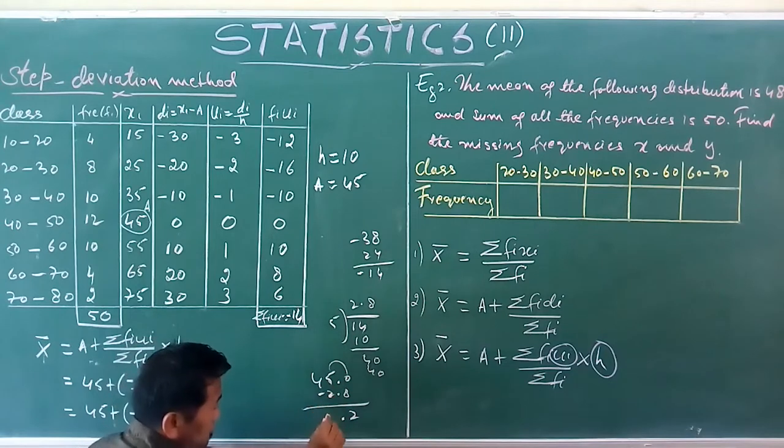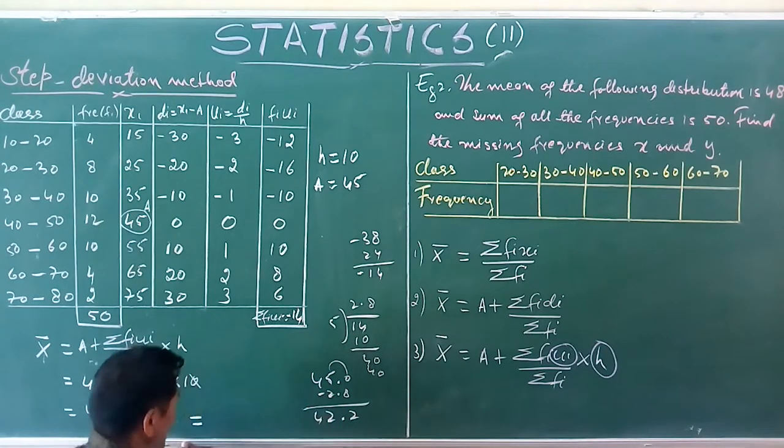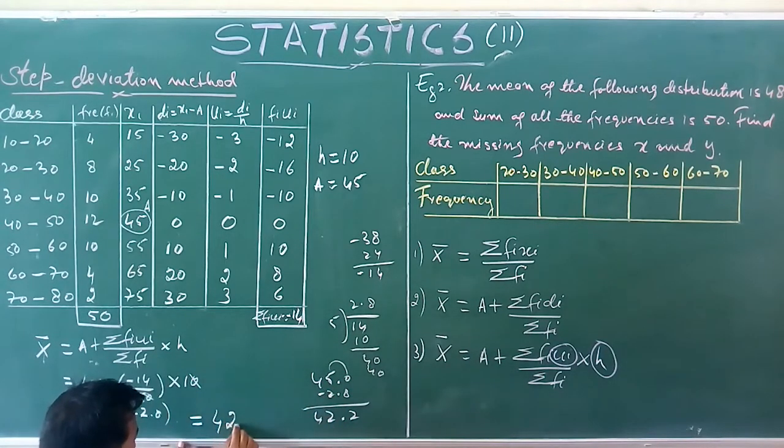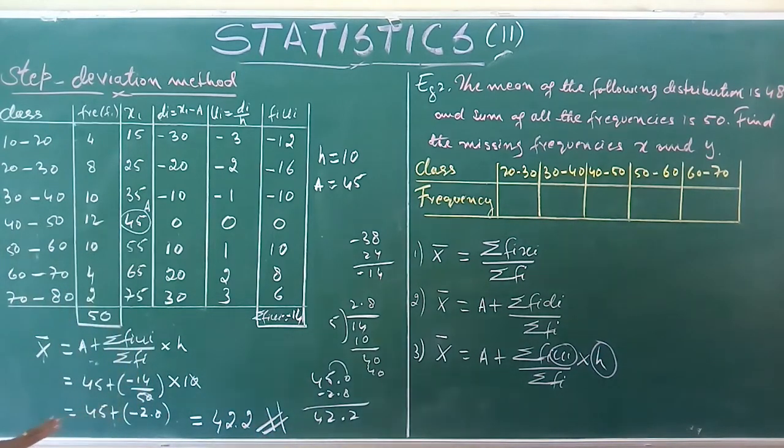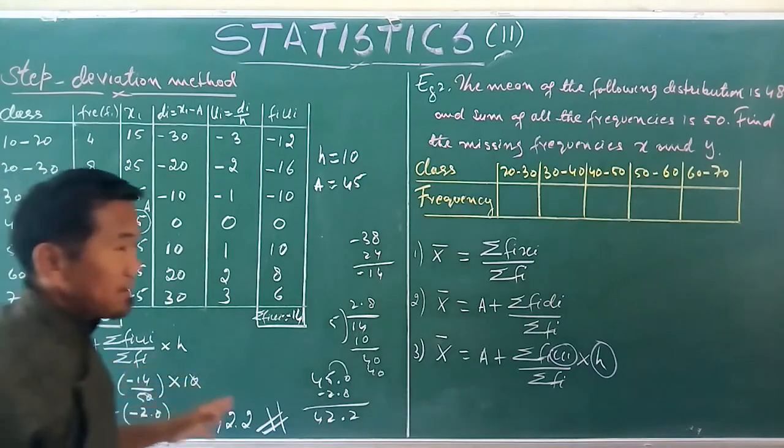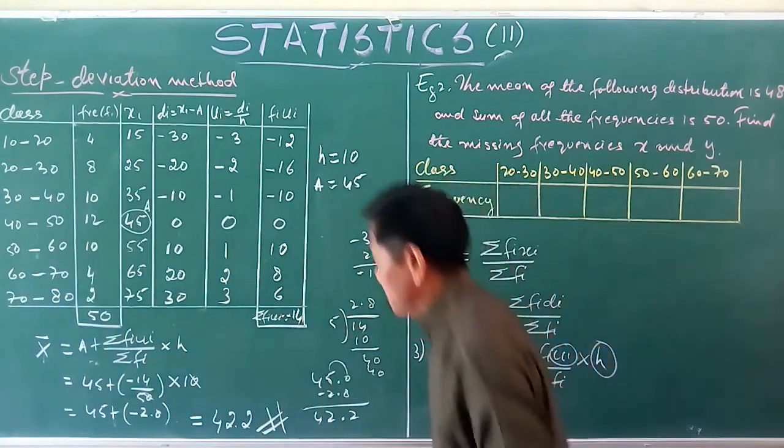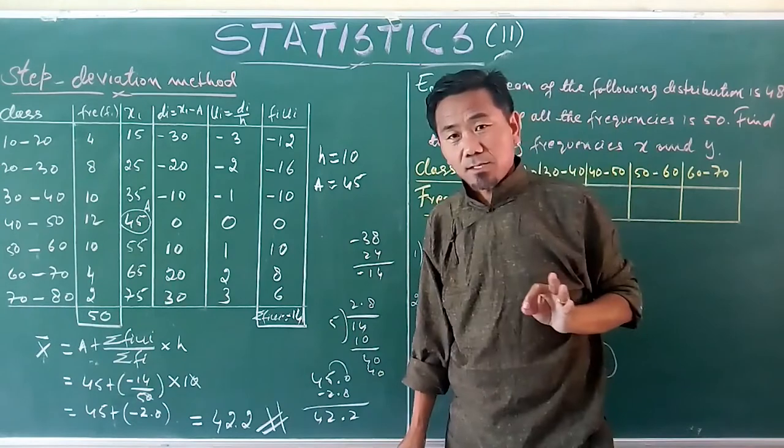45 minus 2.8 is 42.2. So exactly the same. The three methods we use, in all these three methods we get the same answer, same solution.